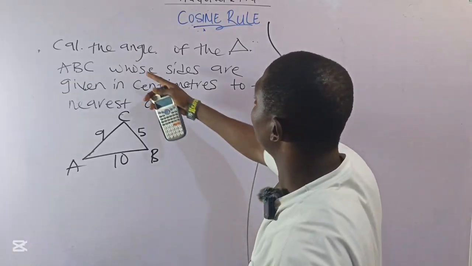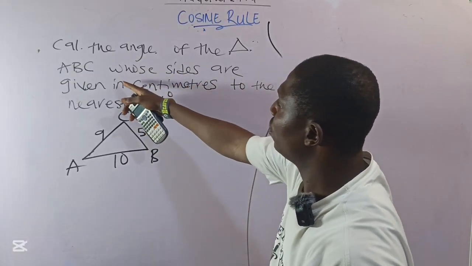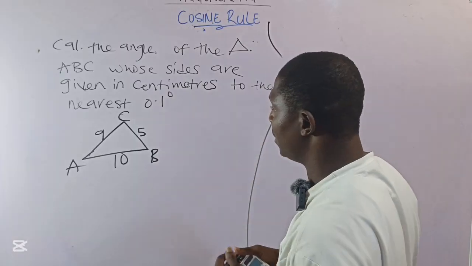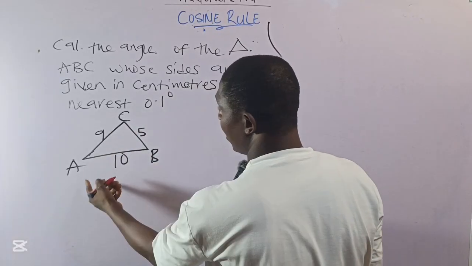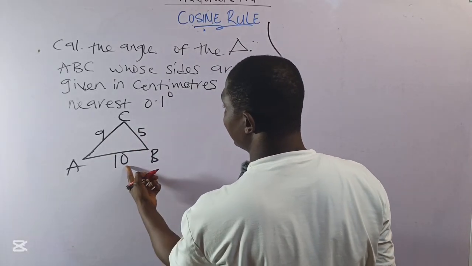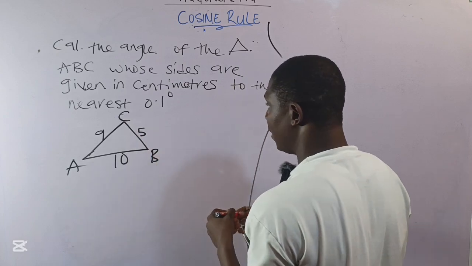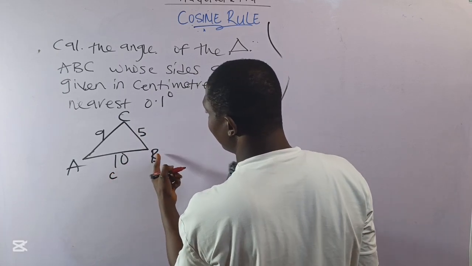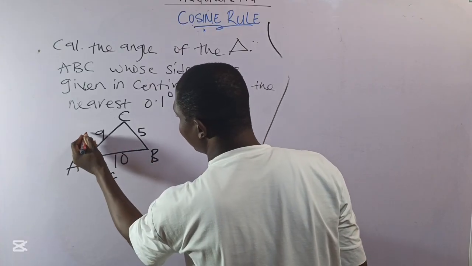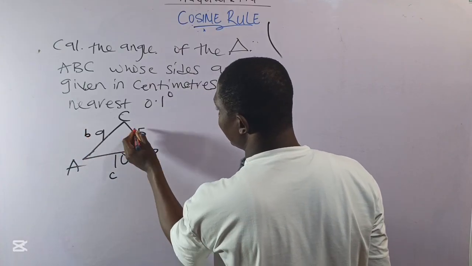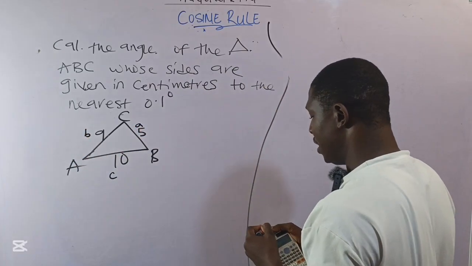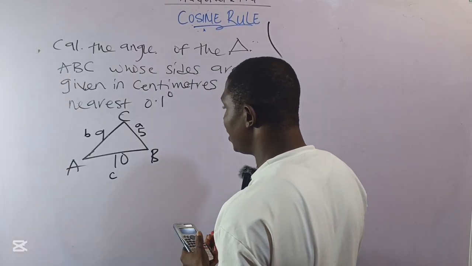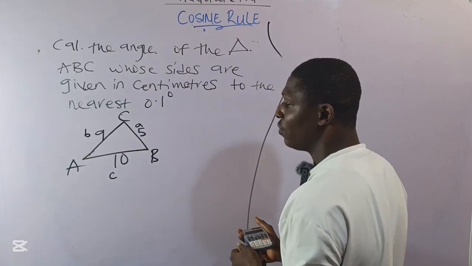So again we have this. The question says calculate the angle of the triangle ABC whose sides are given in centimeters to the nearest 0.1 degree. Our AC is 9, our AB is 10, and our CB is 5. AC becomes small letter c, B is facing this so we have this as small letter b, and A is facing this, small letter a. Please take note, and we can verify if the triangle is correct by using the triangle inequality theorem.